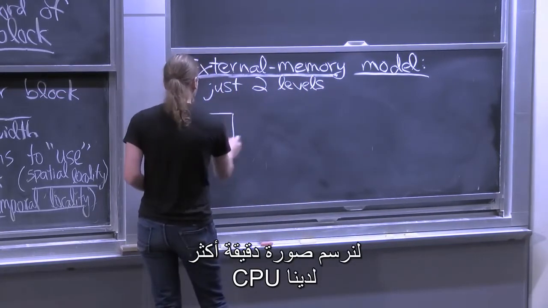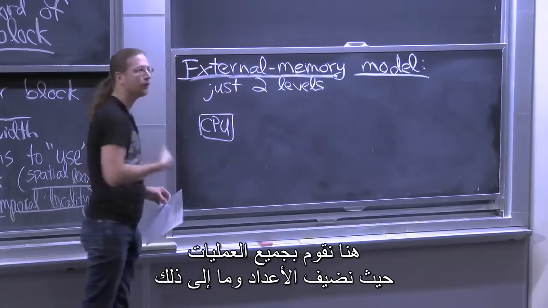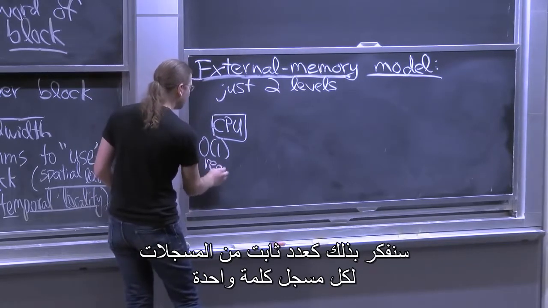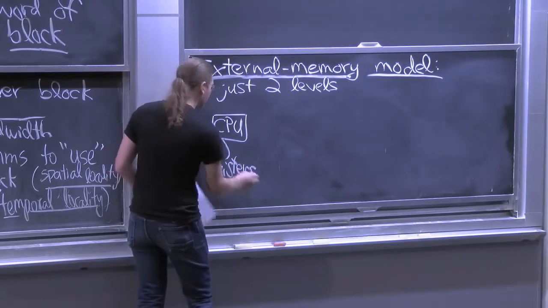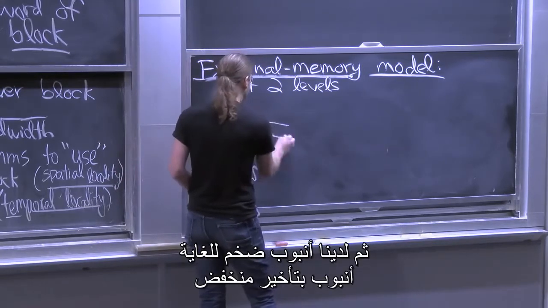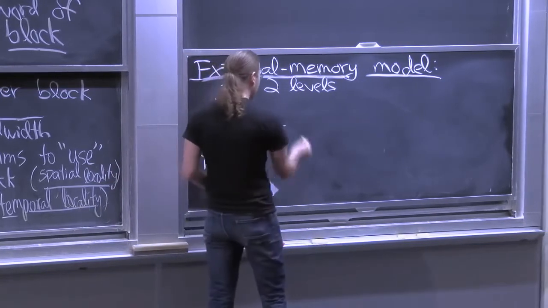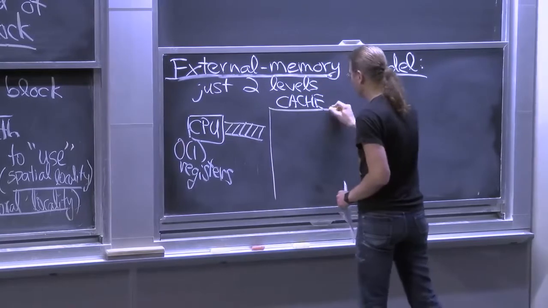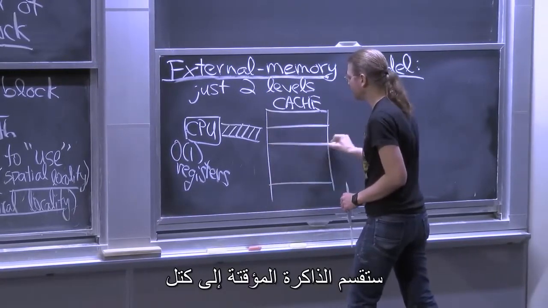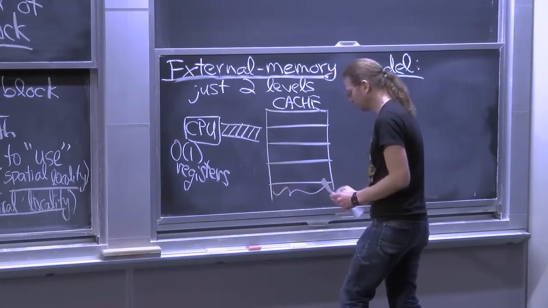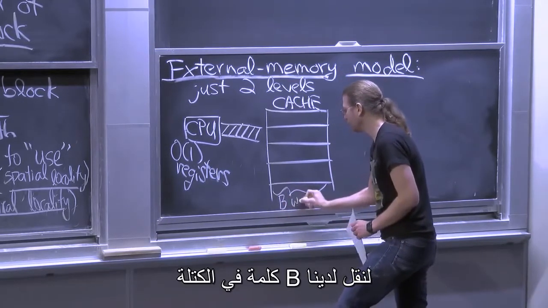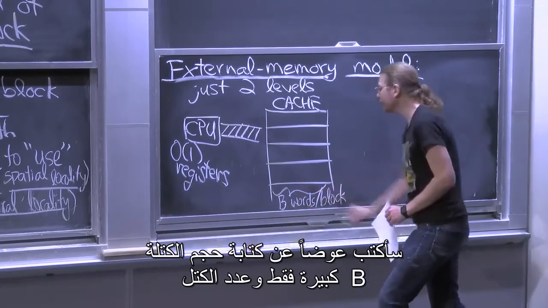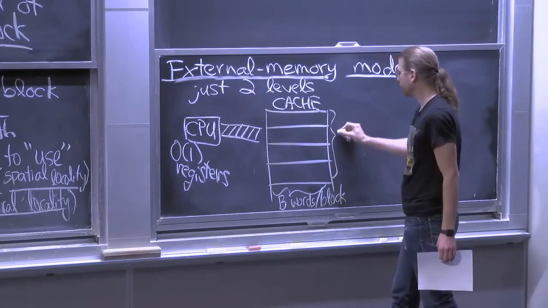So let me draw a more precise picture. We have the CPU. This is where all of our operations are doing. This is where we add numbers and so on. We'll think of it as having a constant number of registers. Each register is one word. And then we have a really fat pipe, low latency pipe, to the cache. Cache is going to be divided into blocks. So let's say there's B words per block. Instead of writing block size, I'll just write capital B. And the number of blocks I'm going to call M over B.